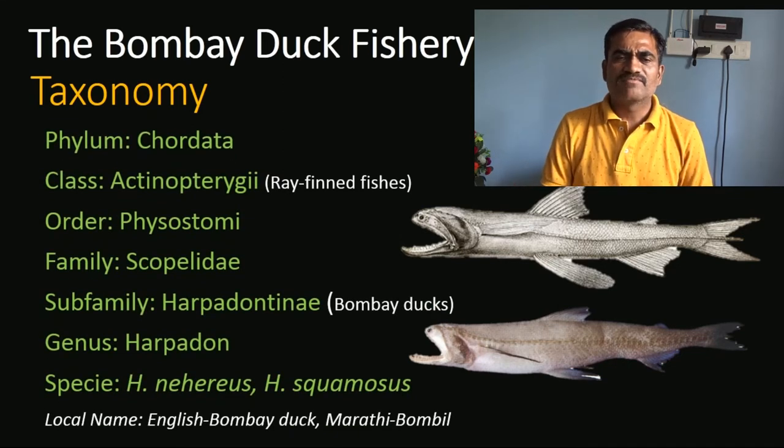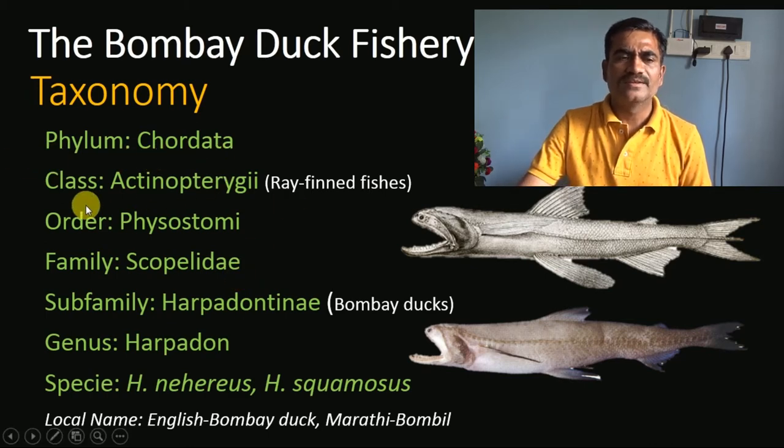Bombay Duck comes under the phylum Chordata, then class Actinopterygii, that is the ray fin fishes. Order Physostomi, family Scopelidae, subfamily Harpodontidae, that is the Bombay ducks. Then genus Harpodon, and the species are nehereus and cumosus. These two species occur in Indian water resources, and in English it is called the Bombay duck.